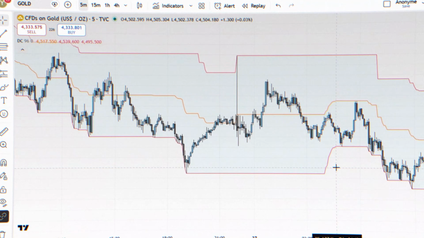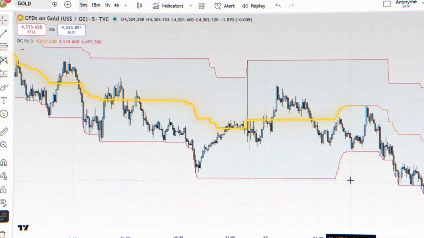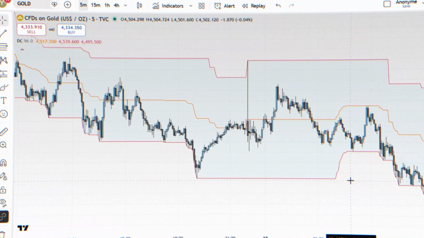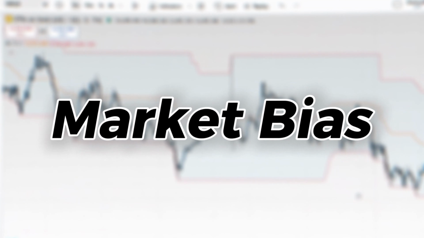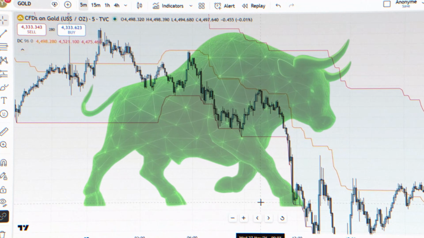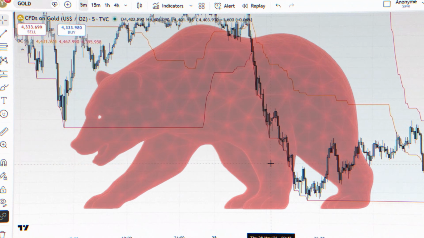The center line acts as a dynamic mean reversion point for the market. This means asset prices are naturally attracted to this level, almost like a magnet. You can use this baseline to instantly gauge market bias. If price is trading strictly above the median, the momentum is heavily bullish. If it falls below, the bias switches to bearish.